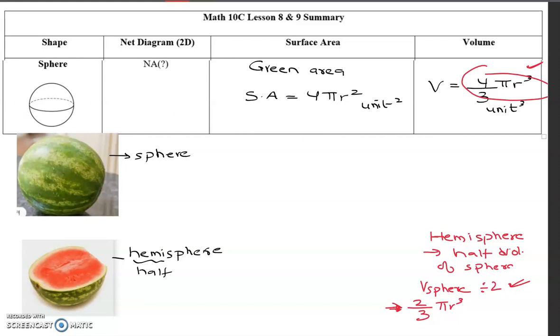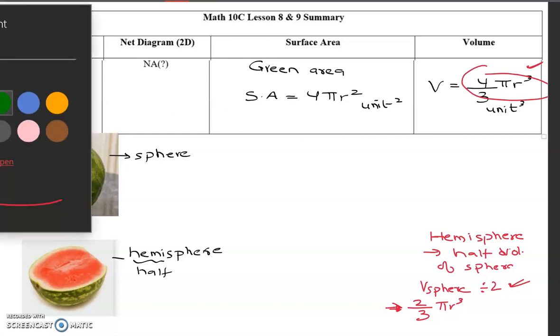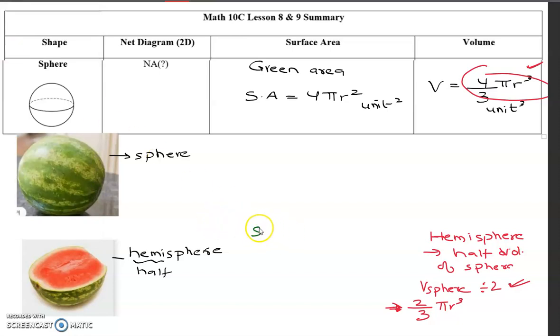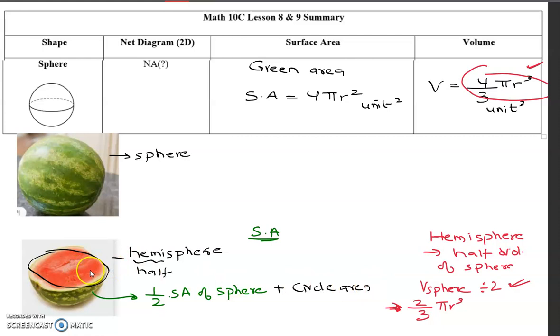Surface area is a little bit trickier. So we have to kind of remember with that one. Surface area, because when you cut a sphere, so if we're talking about this watermelon, when you cut a sphere, you do have half the surface area here. So this is half the surface area of this normal sphere. But what you also get is this red part over here. Okay, so this red part here that you see is a new circle that you exposed. So you add to that the circle. So that's the red part in here.